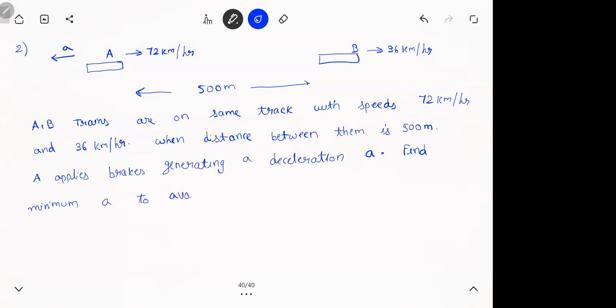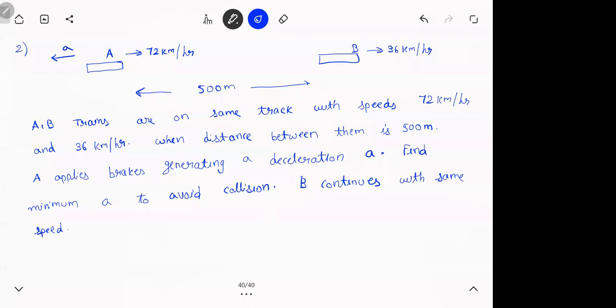Now see, if he doesn't apply the brakes, or applies them very lightly, he will go and hit the train from the back because B is going slower. Avoid collision. B continues with the same speed. The train driver B cannot see what is happening at the back, so he will run with the same speed. B continues with the same speed. The problem is for A only.